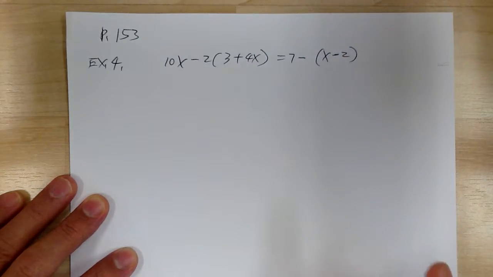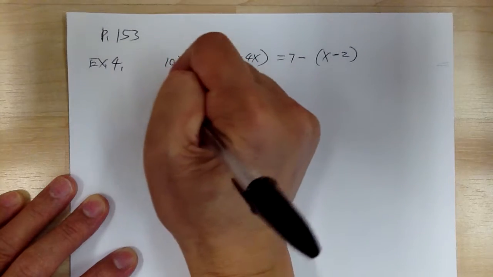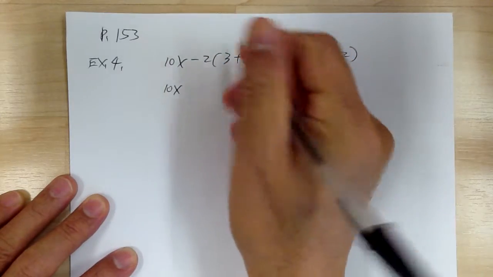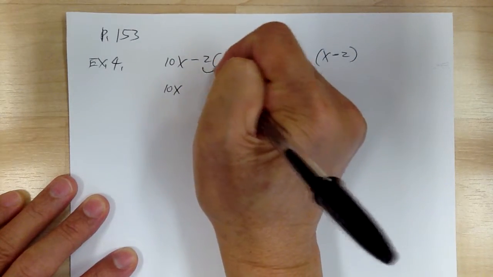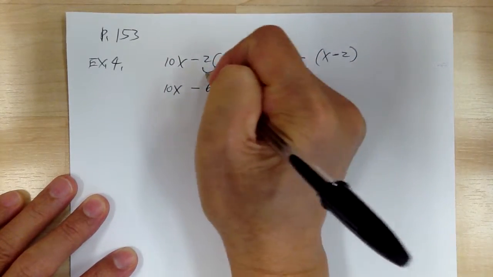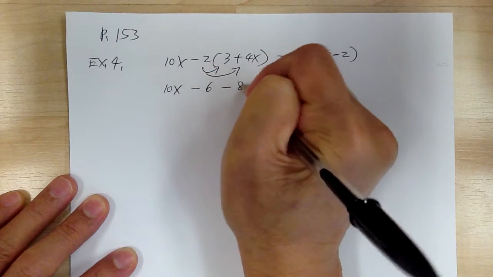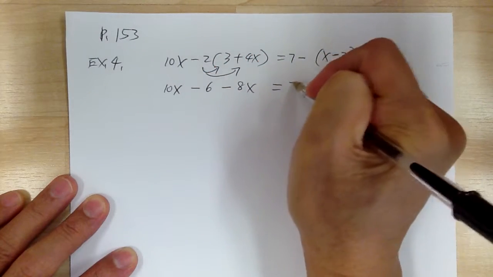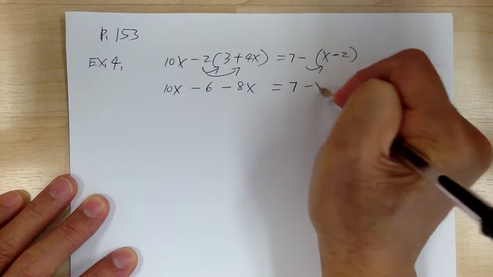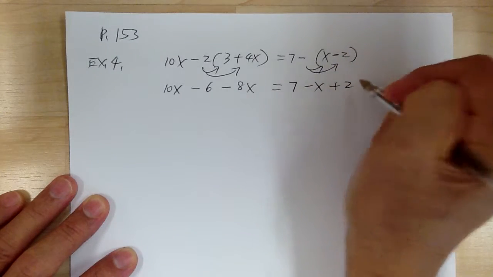So what you need to do is multiply by its coefficient, or the number in front, to get rid of the grouping symbol. So first thing you want to do is get rid of the grouping symbols. You're going to get 10x, and again try to line things up to avoid careless mistakes. Multiply, you get negative 6. Multiply, you get minus 8x, and line up your equal sign. When you multiply, you get minus x. Multiply, you get plus 2.